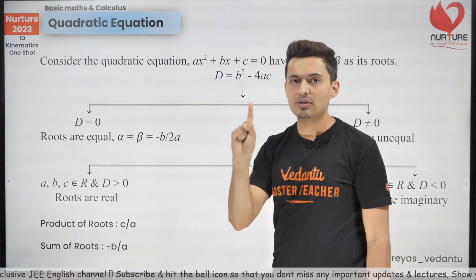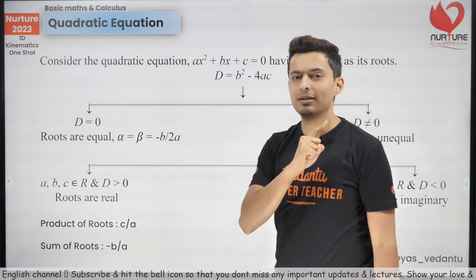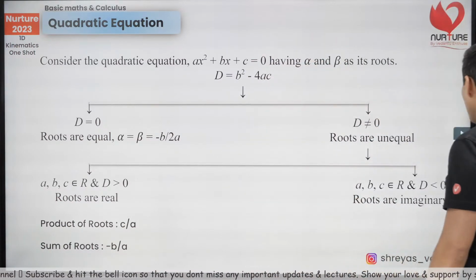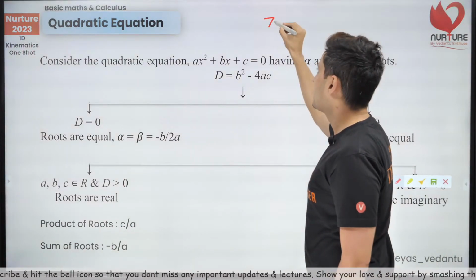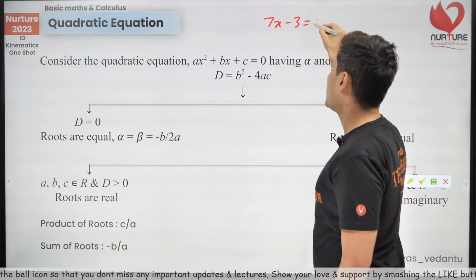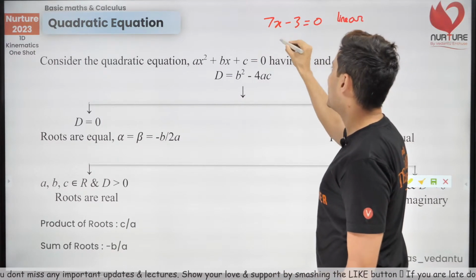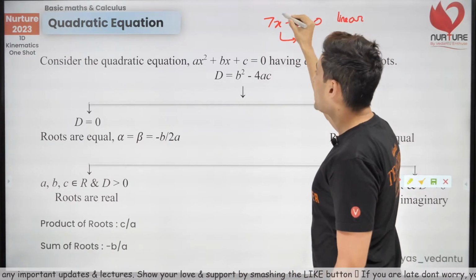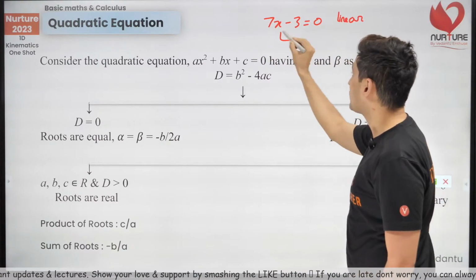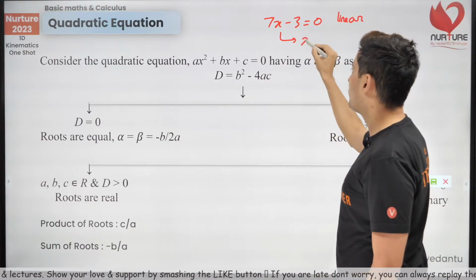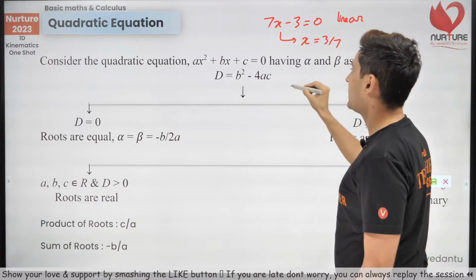If the degree of the equation is 1, it is called a linear equation. An example of a linear equation is something like 7x minus 3 is 0. This is a linear equation. There is only one solution. That means only one value of x will make this expression 0. So there is only one value of x, and that is 3 by 7.